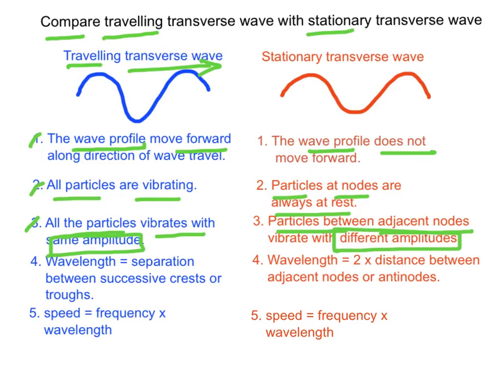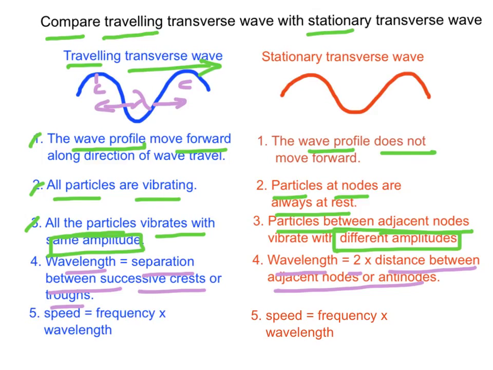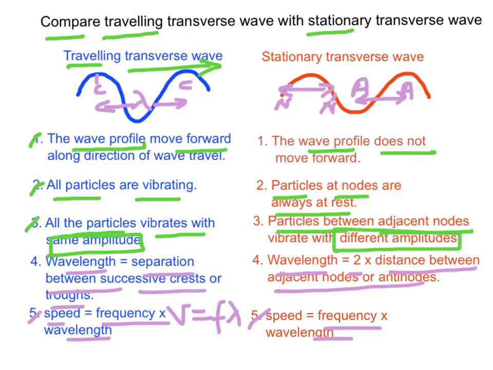Next, for a traveling transverse wave, the wavelength is the separation between successive crests or successive troughs. For a stationary transverse wave, the wavelength is 2 times the distance between adjacent nodes or adjacent anti-nodes. Also, the speed of both waves obeys the law speed equals frequency times wavelength. That is, v equals f lambda exists in both cases.